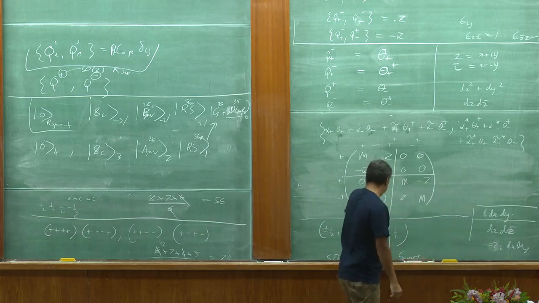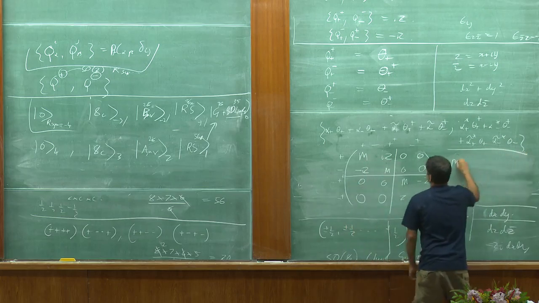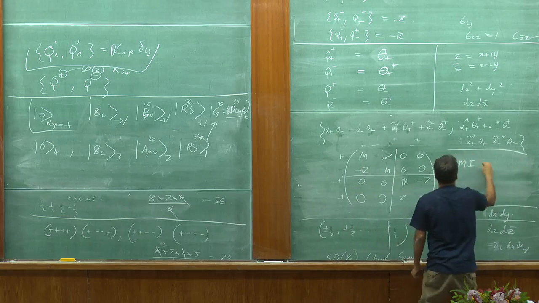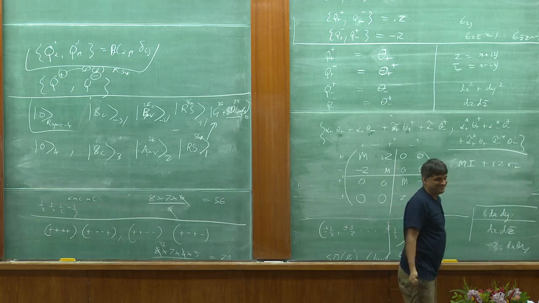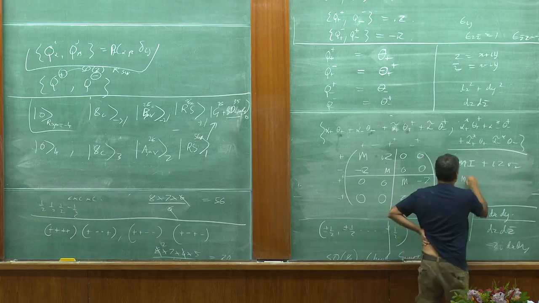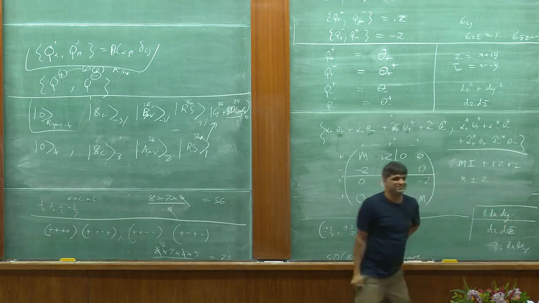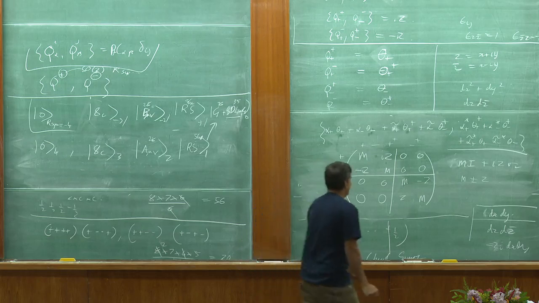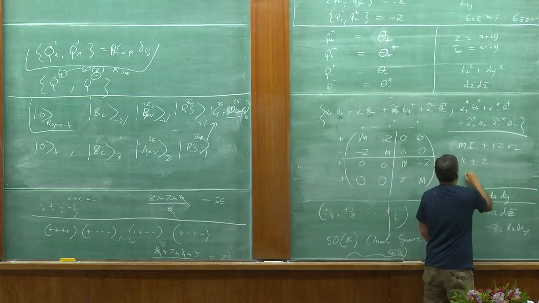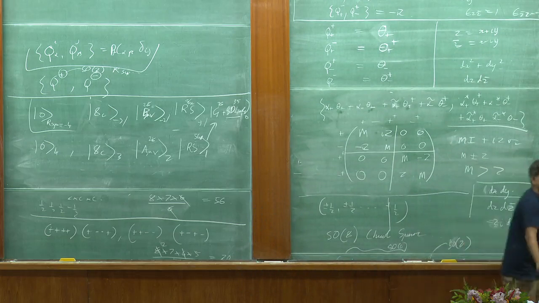This is just Z times, so this matrix M, so the matrix is M times identity plus IZ times sigma 2. Okay, its eigenvalues are M plus minus Z. Okay, and unless M is greater than or equal to Z, we have trouble because one of the eigenvalues goes negative.